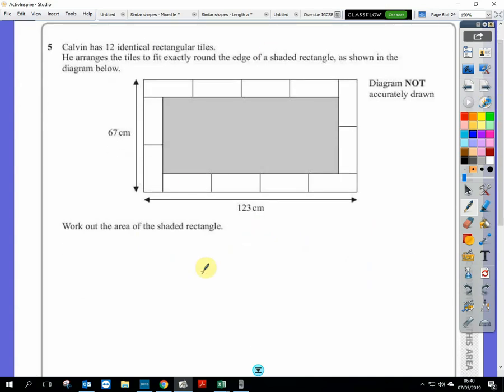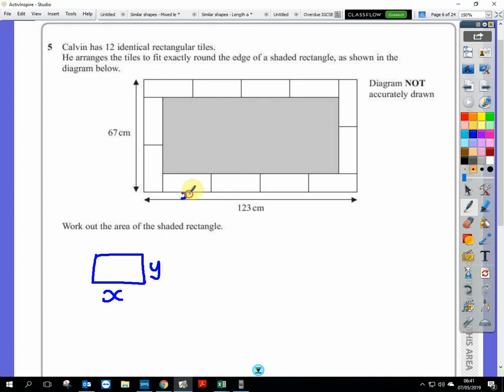Okay, work out the area of the shaded rectangle. So, a bit of problem solving here. Let's draw one of these rectangles out and use a bit of algebra to help us. Okay, we'll call the long side X and the short side Y.